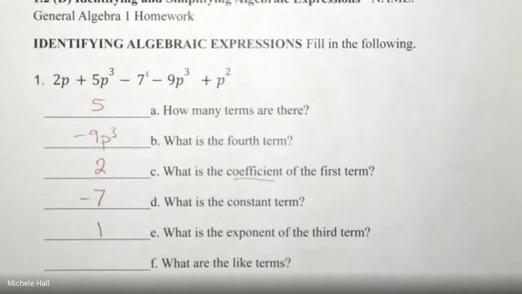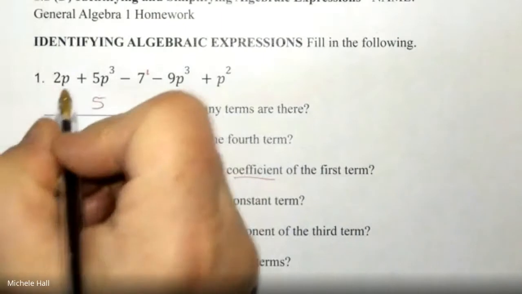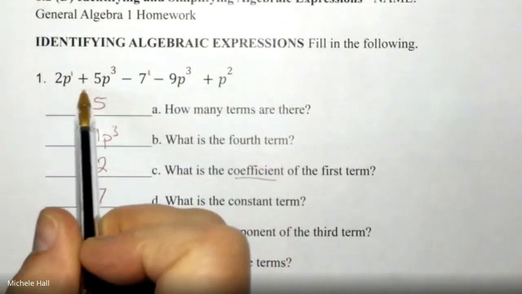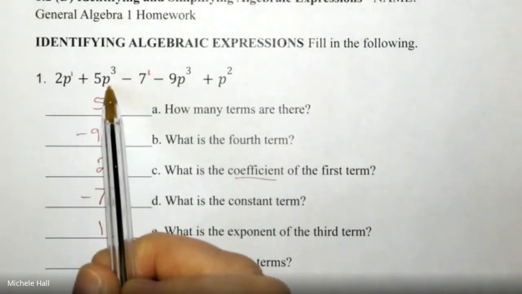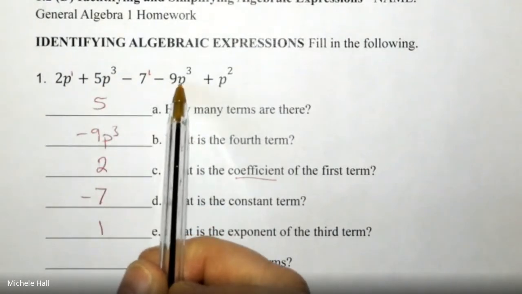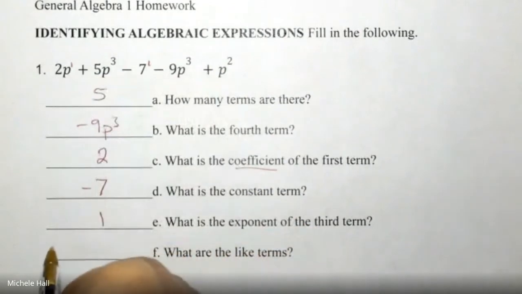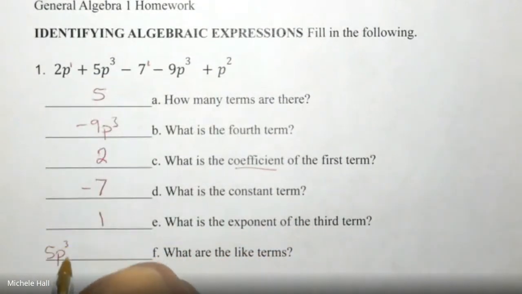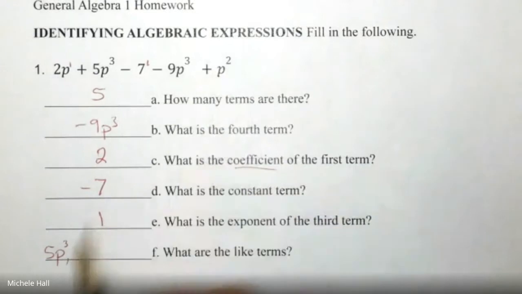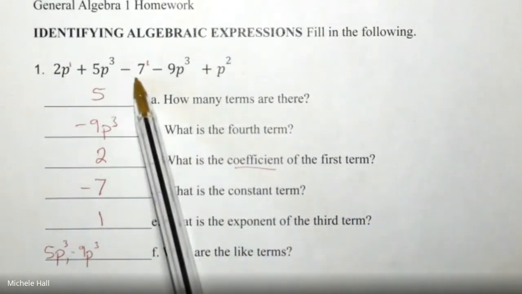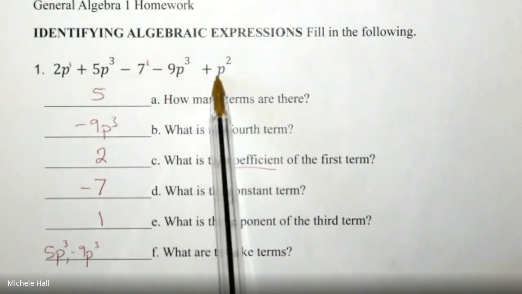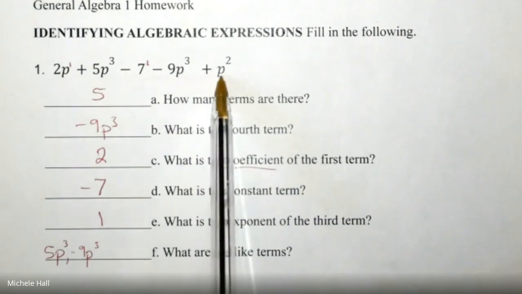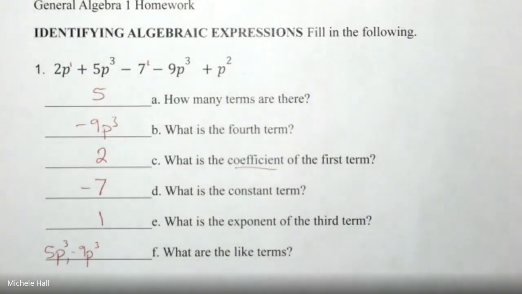What are the like terms? Do we have any like terms? Here's p to the 1. Do I have any other p to the 1s? No. Here is p to the 3rd power. Do I have any other p to the 3rd power? Yes. 5p to the 3rd power, comma, negative 9p to the 3rd. Do I have any other like terms? I have a constant. Are there any other constants? No. I have p to the 2nd power, p squared. There are no other p squareds. That is it for like terms.